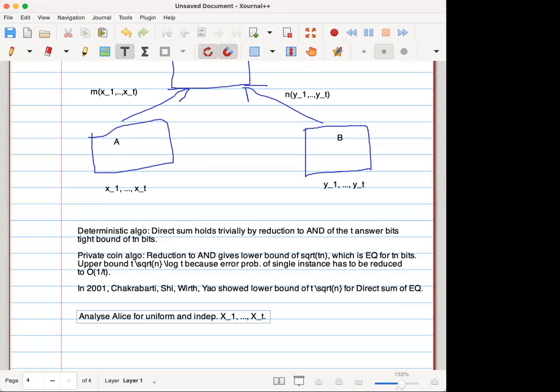And Alice's message is the random variable that I'll call M, and it's of course a function of x1, x2, up to xt. So basically I have a joint random variable which I'll be analyzing: x1, x2, and so on. Good.